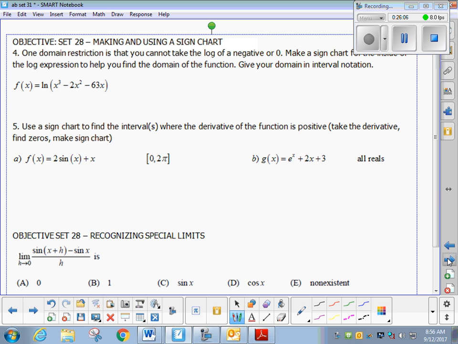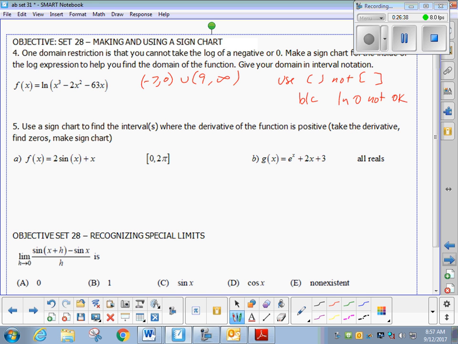In terms of the answers, not the work, after the zeros in the sign chart, I got that this was positive for -7 to 0 and 9 to infinity. You should be using parentheses, not brackets, because log of 0 is not okay. So you should not be including the endpoints, because that would mean places where you get a 0 in the log, and that's not cool.